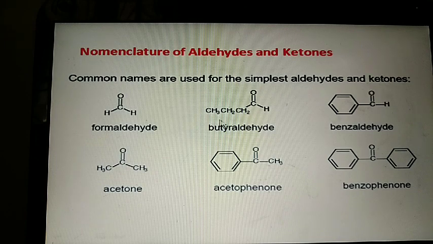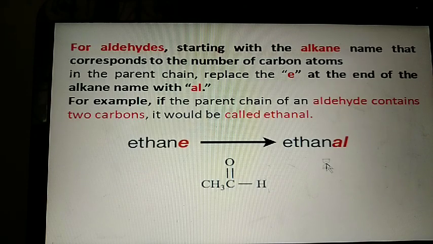The simplest aldehydes and ketones are formaldehyde, butyraldehyde and benzaldehyde. Here you replace these two hydrogens by two alkyl functional groups, and the molecule will be acetone. Here you replace one of the hydrogens by an aromatic functional group, and the molecule will be acetophenone. Here you replace both by aryl functional groups, and the molecule will be benzophenone.